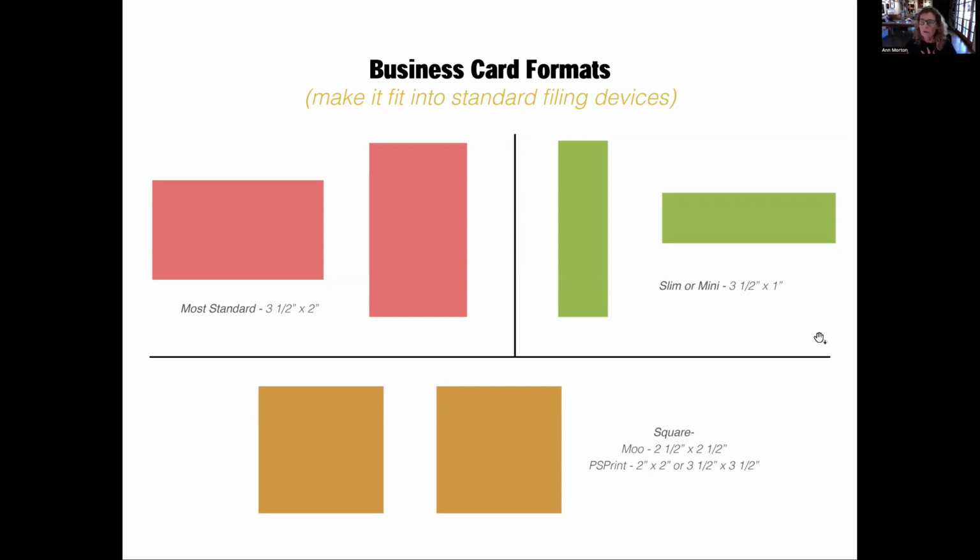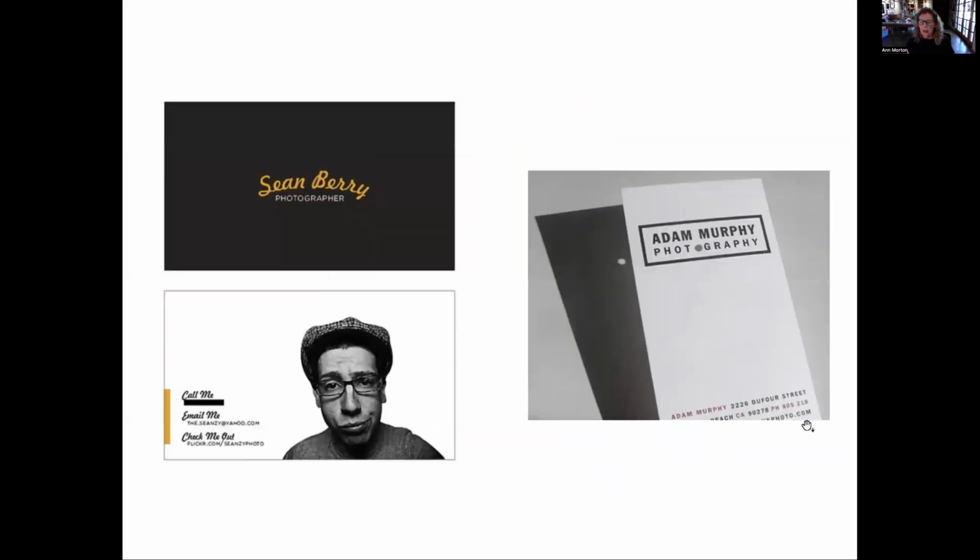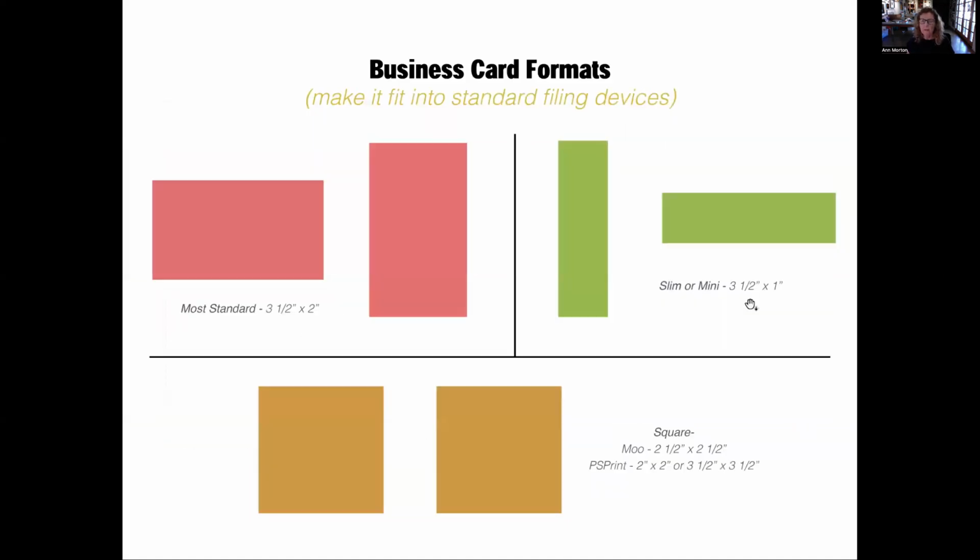But some other alternatives to think about is a slim or mini size, which is 3.5 by 1. And I personally use this one because I just like the shape of it. And then, whoops, let me go back. And the other thing to think about is a square. So there's a couple of options.